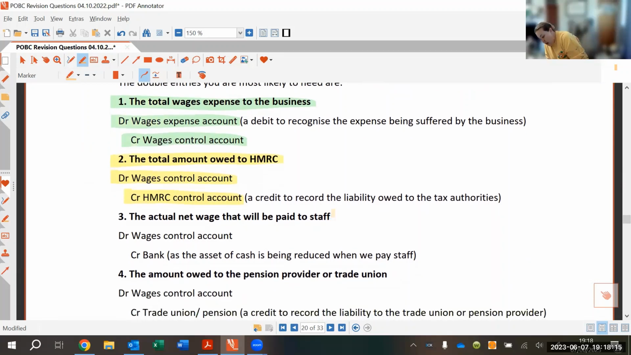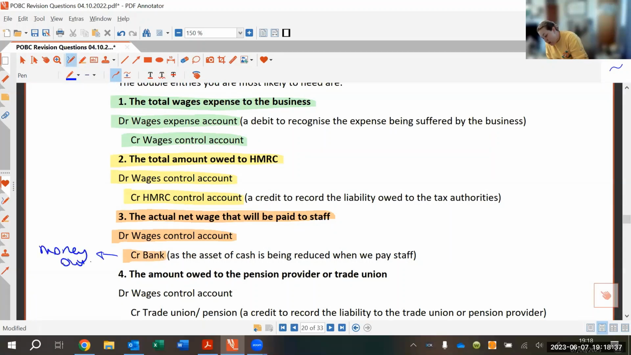We then need to worry about, for the third journal, which is a very important one, paying the staff. Again, take it out of wages control because we're reducing the amount that's in there. And then credit to the bank because it's money going out of our bank account.